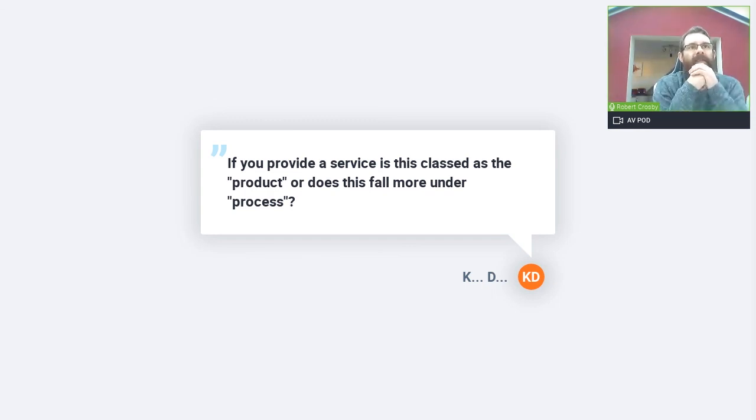If you provide a service, is this classed as a product, or does this fall under process? Right, I suppose if you provide a service, it's classed as a service. Generally, under the 9001 standard, the term product and/or services is intertwined.